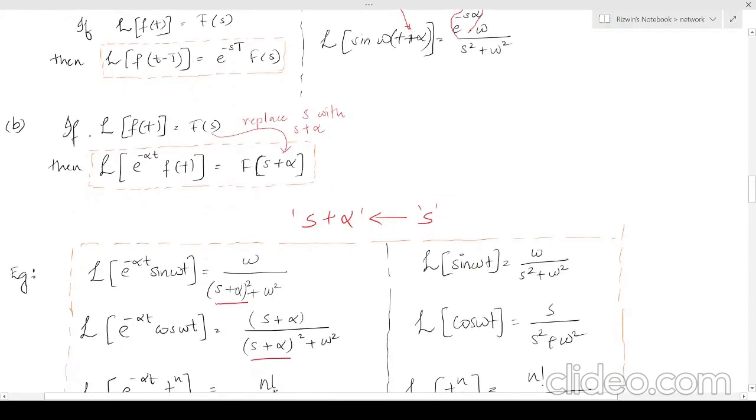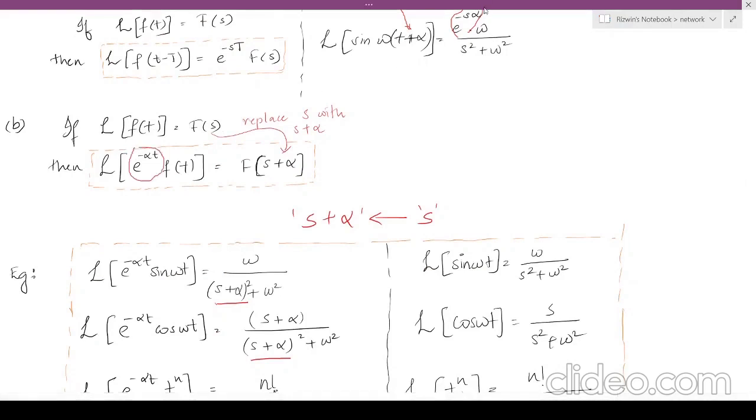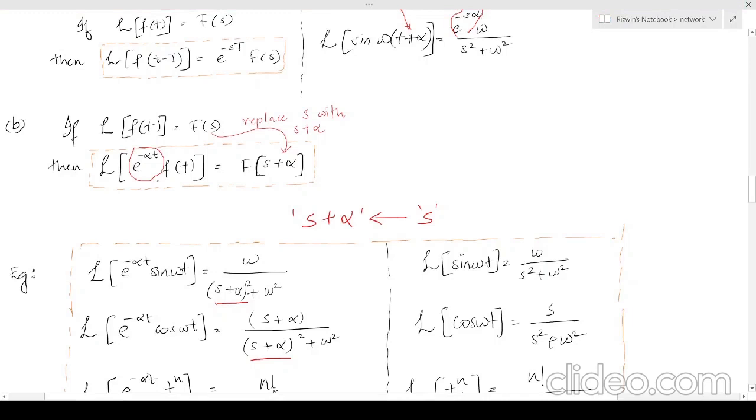Now the second case: if the Laplace of the function f of t is given by F of s, and if the time domain function is multiplied by e raised to minus alpha t, here we are multiplying with the time domain function, not the s domain. An exponential function is multiplied. So its Laplace transform is easily obtained by replacing the variable s by s plus alpha.